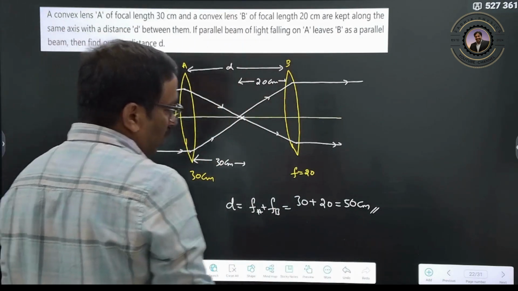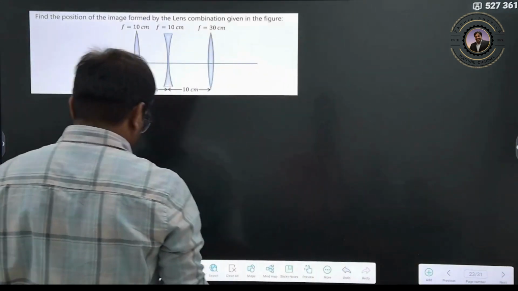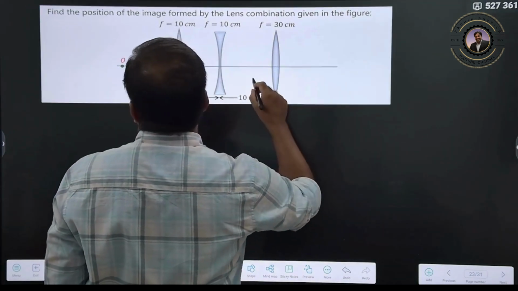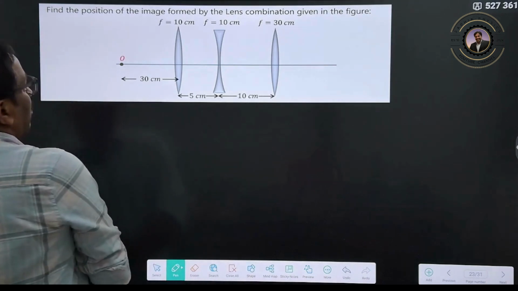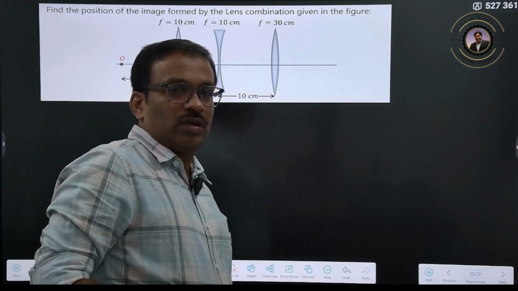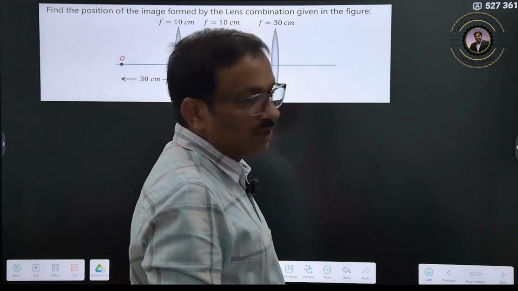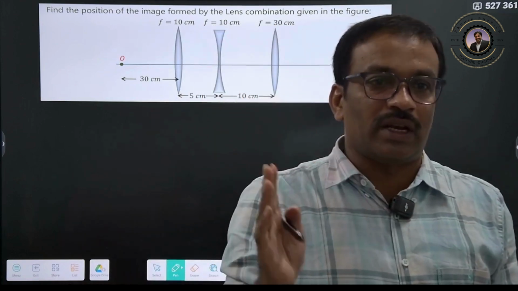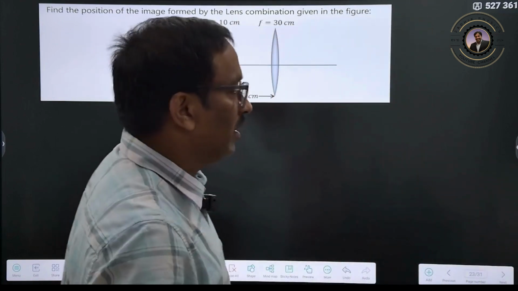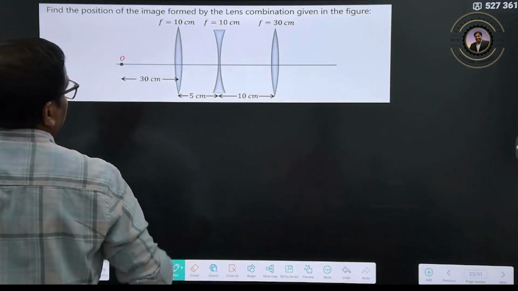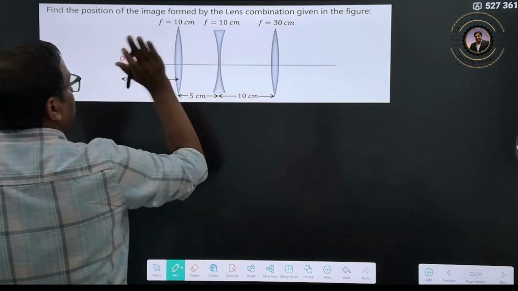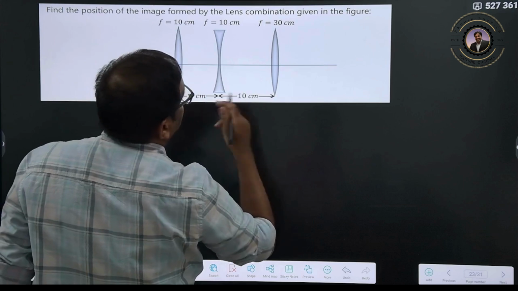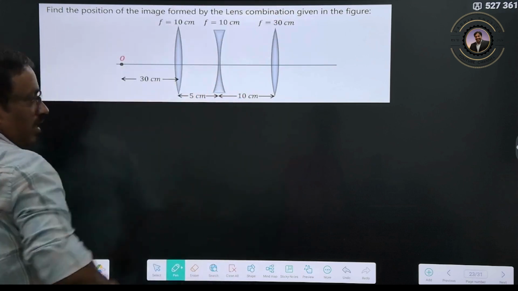Right. Now let us go for the next question. Here 3 lenses are given. So let us solve. Don't panic or get confused. How many lenses there are doesn't matter. See, one lens, one lens, one lens, like that many times you can apply the formula, that's all. So I am not observing this one, I am observing this first. He is asking to find out the position of the image formed by the lens combination. Okay, we have to calculate the final position.